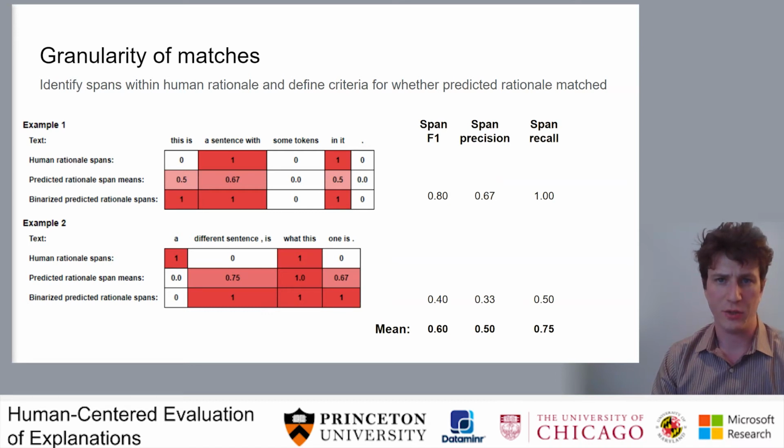Sometimes we want to evaluate token-level rationales at the level of spans rather than individual tokens, whether it be contiguous human rationale spans, sentences, or sentence phrases. The simplest approach here is to just average or otherwise aggregate the model rationales across the desired spans, and then define a criteria for whether the model matched that span. In the above example, I'm simply binarizing at 0.5, meaning that if the model caught 50% of a given human rationale span, it counts as a match.